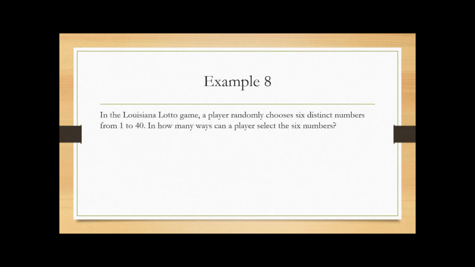Example 8. In the Louisiana Lotto game, a player randomly chooses 6 distinct numbers from 1 through 40. If we're counting from 1 to 40, there are 40 numbers. If you're including 0, then there would be 41, but we're not including 0, so we do have 40 numbers to choose from. So n equals 40. And we are choosing 6 distinct numbers, which means we can't repeat numbers, and that's assumed when you do combinations. When you do combinations, it's assumed that once you pick something, you're not going to be picking it again. So r is going to be 6.